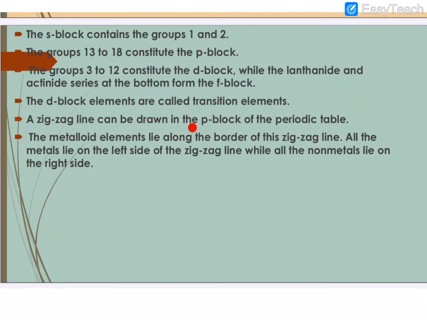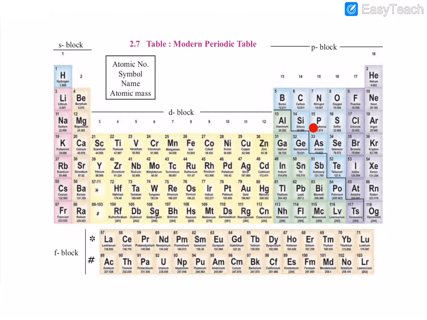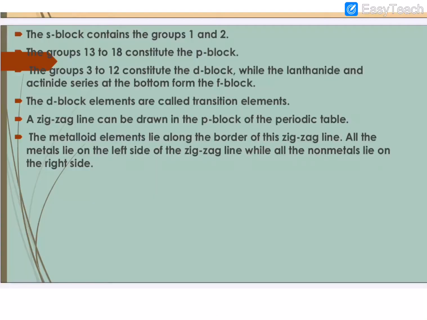A zigzag line can be drawn in the P block of the periodic table. You can see the zigzag going this way. A zigzag is marked in the P block of the periodic table. For what purpose is it shown like that?